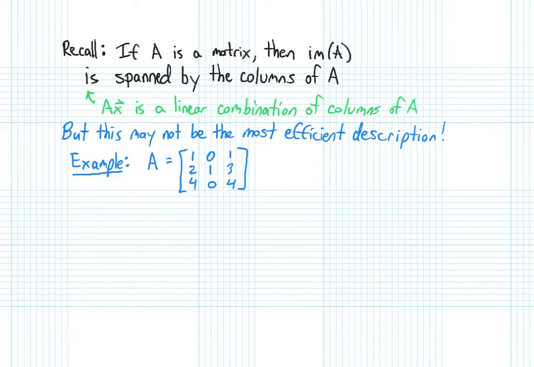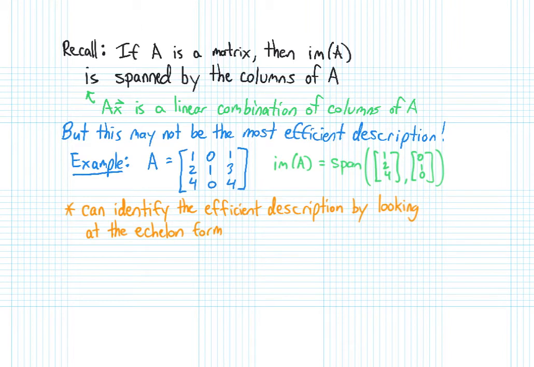For example, if we look at this matrix, you could say that any vector in the image of A is a linear combination of these three columns, but because the third column is just the sum of the first two columns, that third column is redundant in the sense that any expression that involves that third column could be rewritten in terms of the first and second columns. And as a result, the most efficient description is to say that the image of A is the span of just the first two columns.